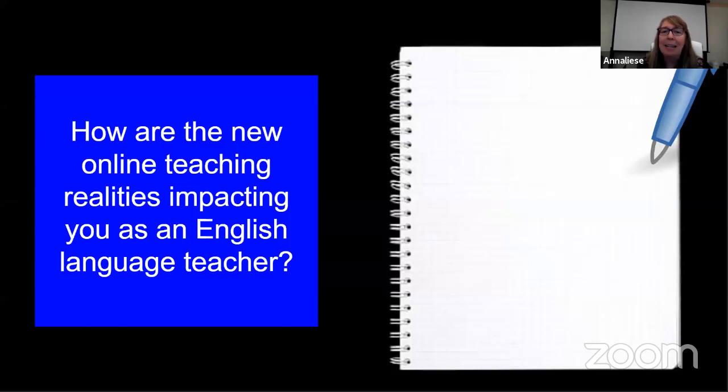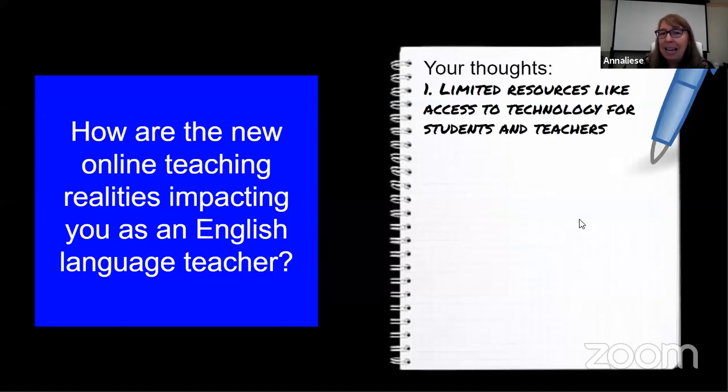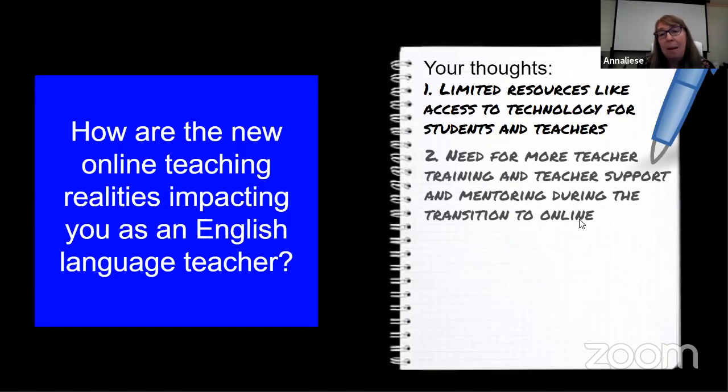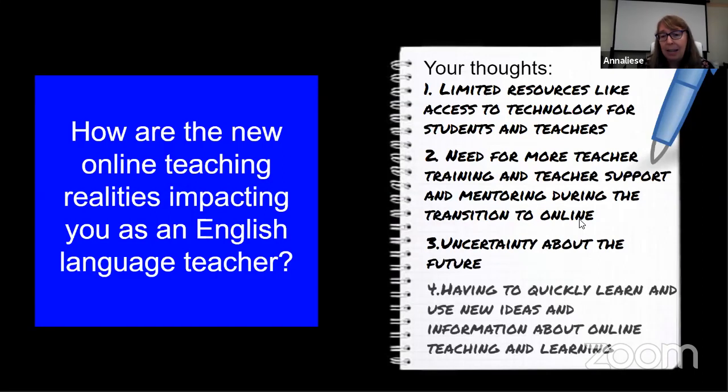Okay, and I had a few ideas. I thought maybe you would say limited resources, the need for more teacher training, and also the idea of mentoring during the transition, so having experts who could mentor you. And uncertainty about the future. I think that really comes into the idea of time and constraints. Having to quickly learn: at my college, for those teachers who had never taught online, they had 2 days of training, and they were astounded that that's all they had to move their face-to-face classes to online. So sometimes having to learn quickly is another challenge.